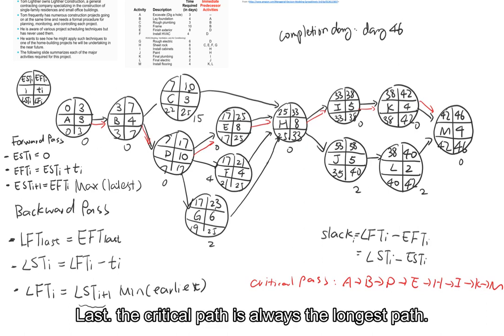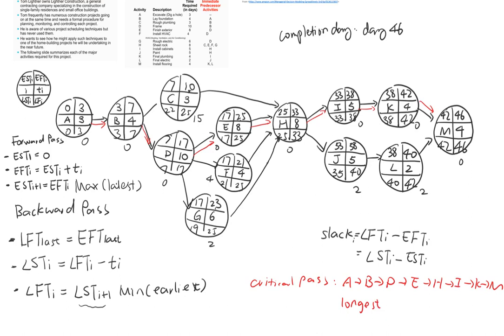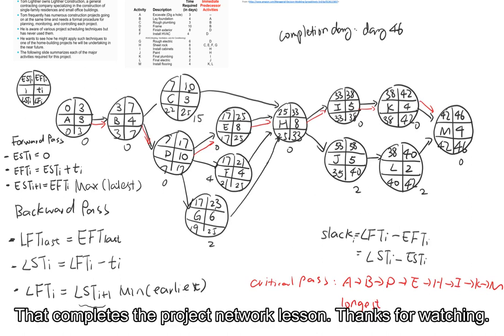And last, the critical path is always the longest path. That completes the project network lesson.